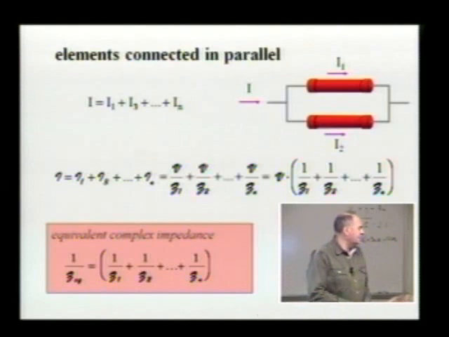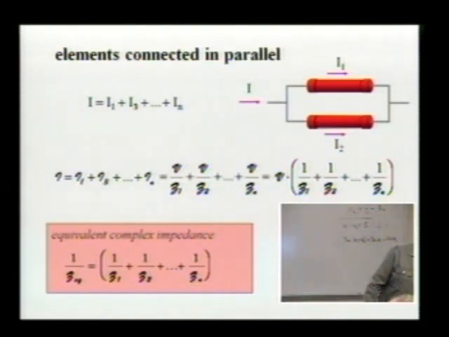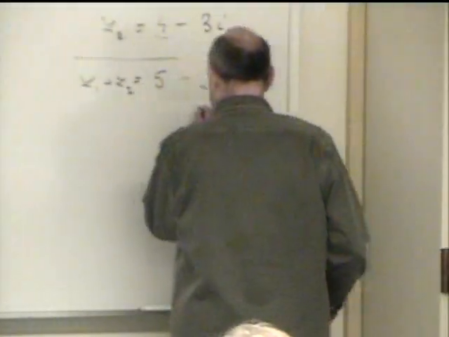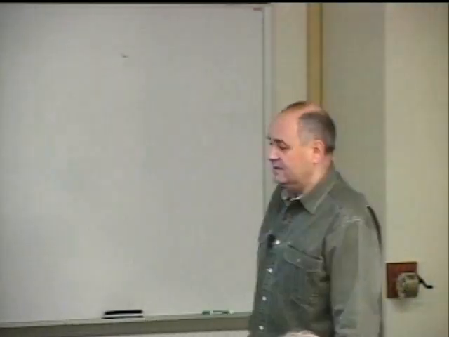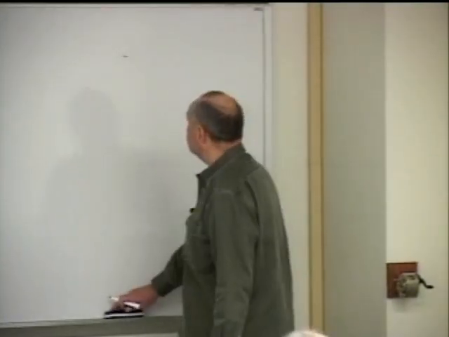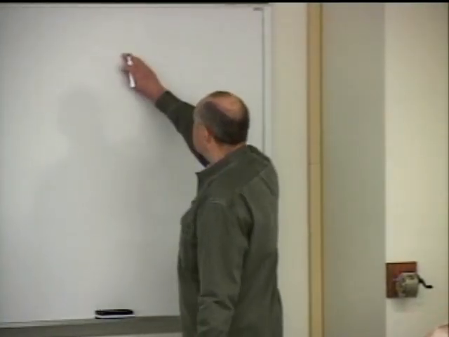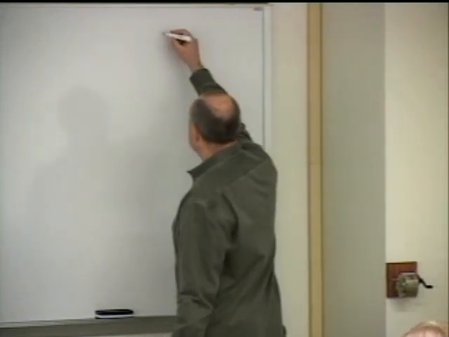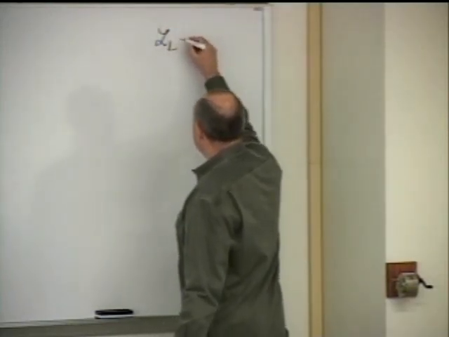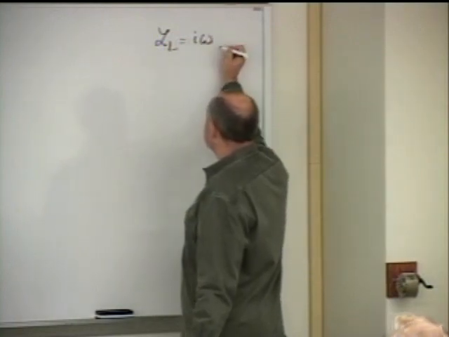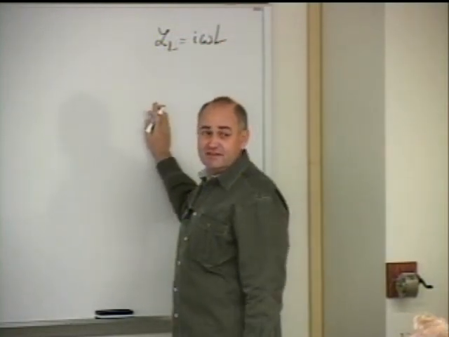Let's actually think about a problem. I'm going a little bit ahead. If we have an inductor, the complex impedance of an inductor is a function of the frequency of the current flowing through this inductor, and the complex impedance of an inductor is equal to i times the angular frequency of the current multiplied by the inductance of the inductor.